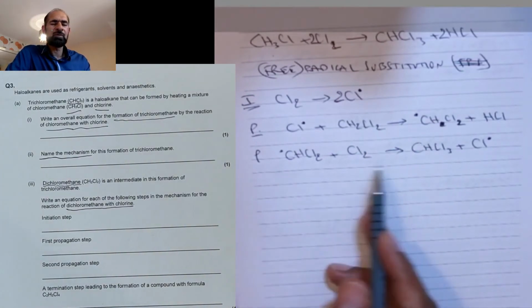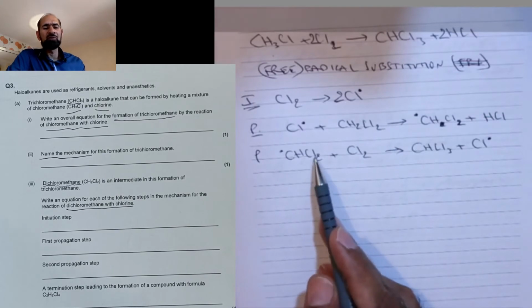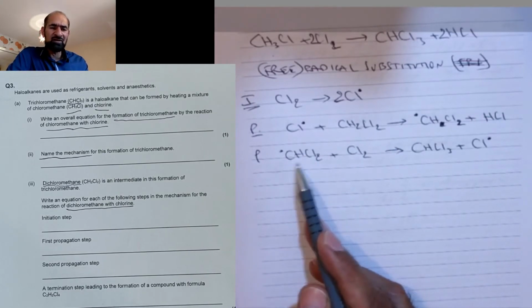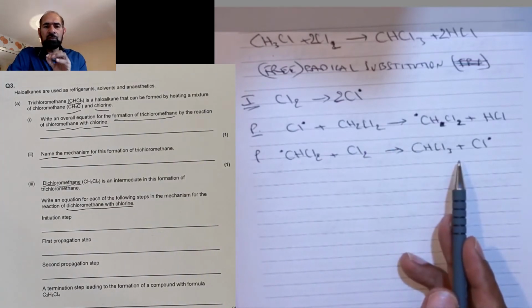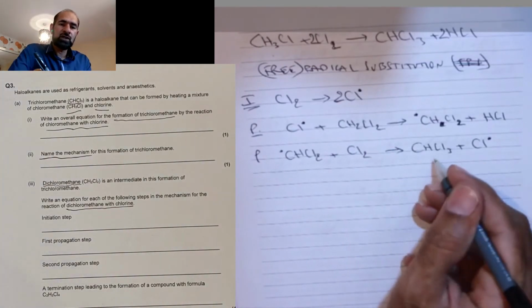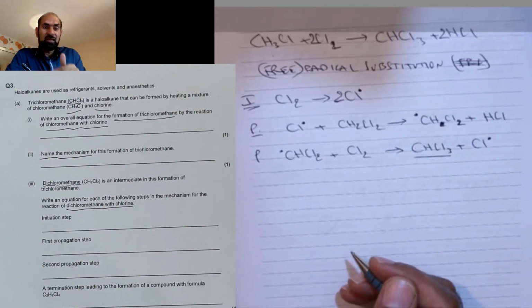I think it's the second propagation step that students find difficult, because often what they will do is react this with another of this, or they might react this with that, and then they end up saying, well, okay, what am I getting? Think about what the question is. The question is forming trichloromethane. So this is a process of making trichloromethane.